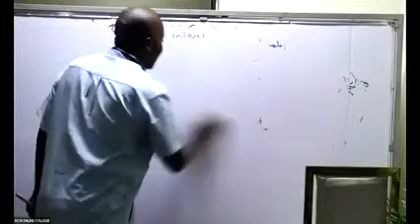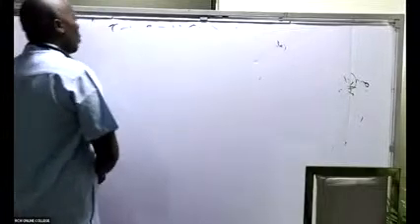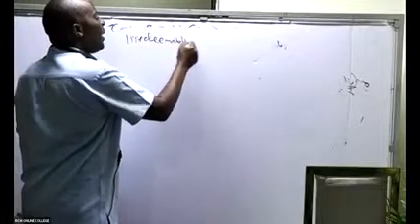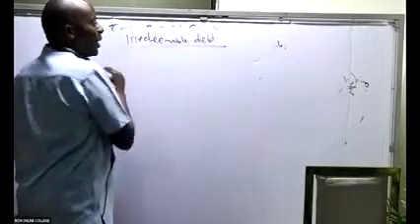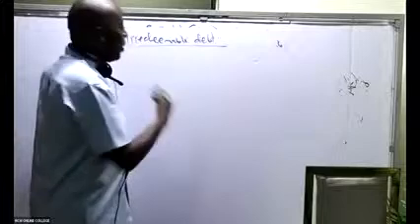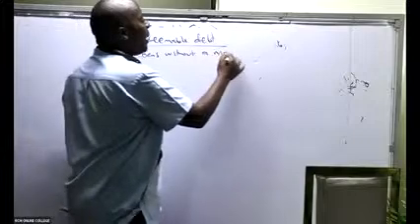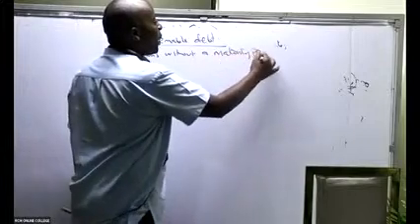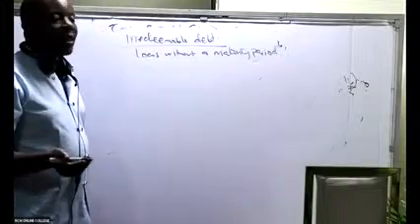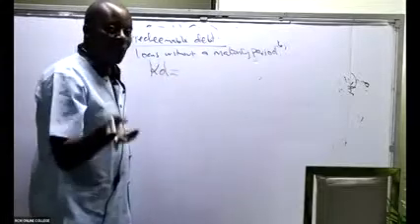But most importantly, ladies and gentlemen, whenever we talk about KD for irredeemable debt, the normal bank loans, those loans without a maturity period, where N is infinity, then my KD, my cost to this firm, is this.